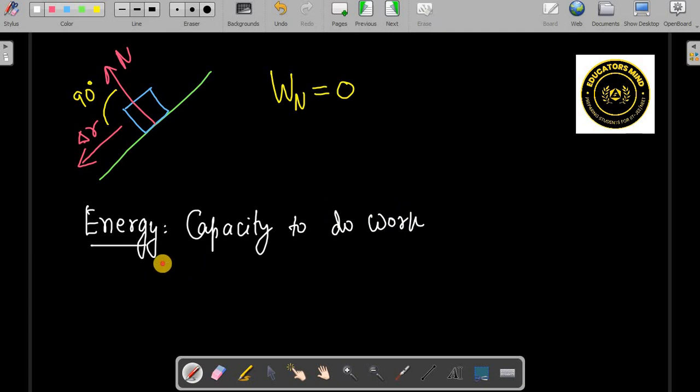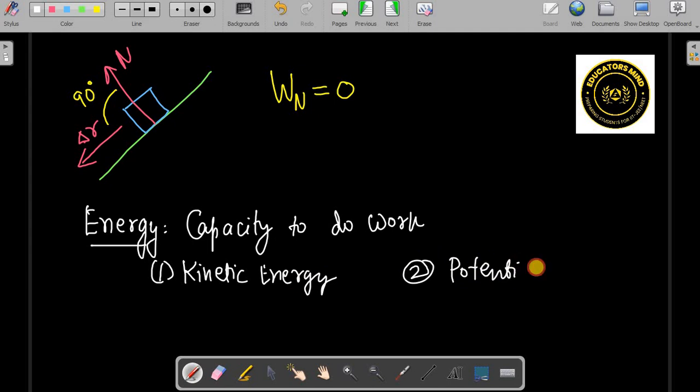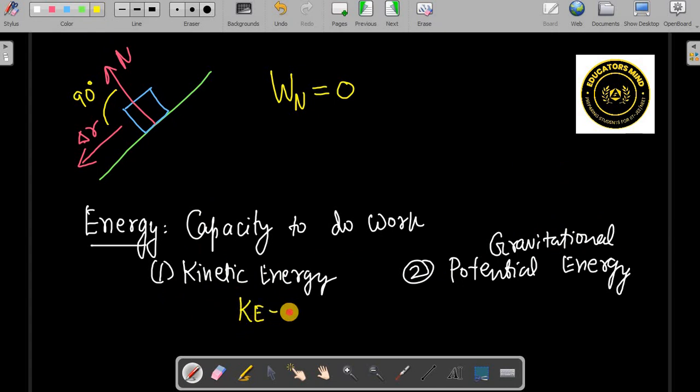And we have various types of energy: kinetic energy, potential energy. Potential energy also, if you consider gravitational potential energy, then there can be various other forms of potential energy itself. Kinetic energy, all of us know, is half mv squared. Gravitational potential energy, you know, is mgh. Right? That's what it is.